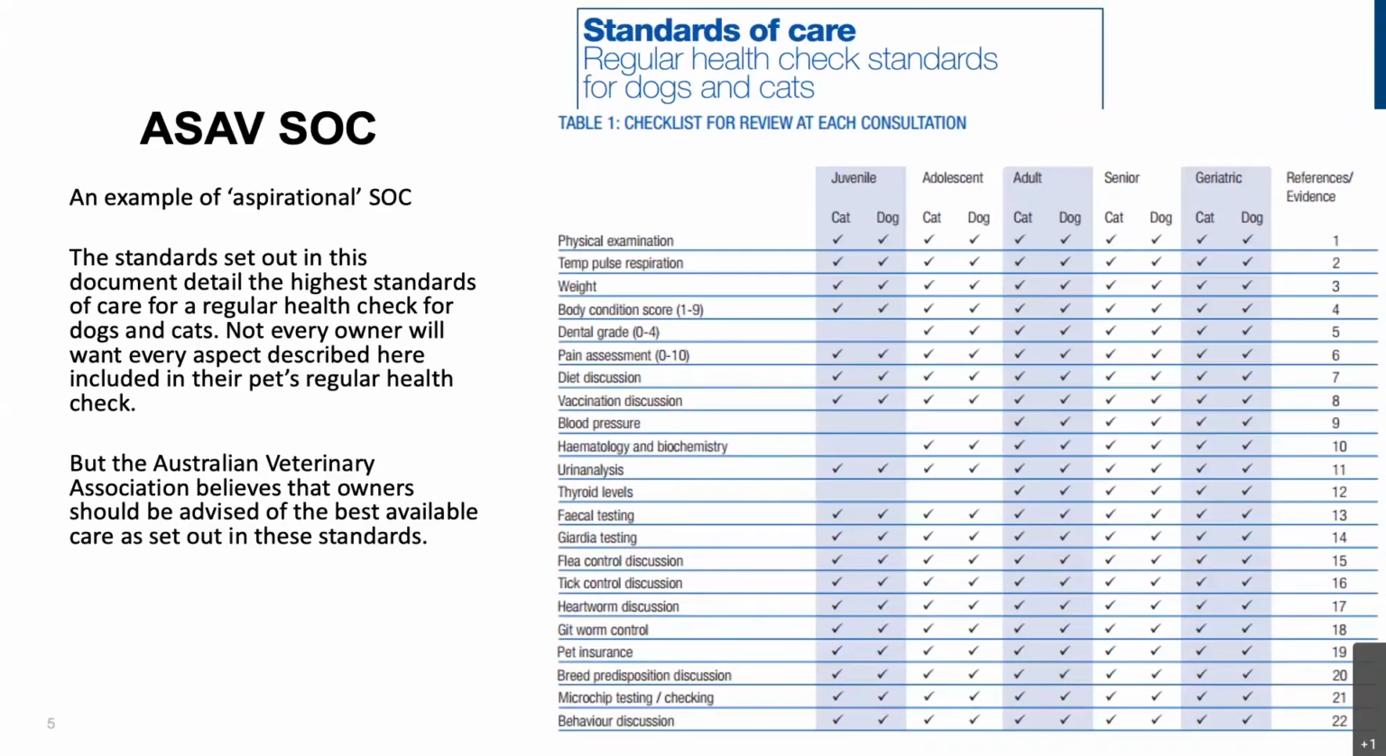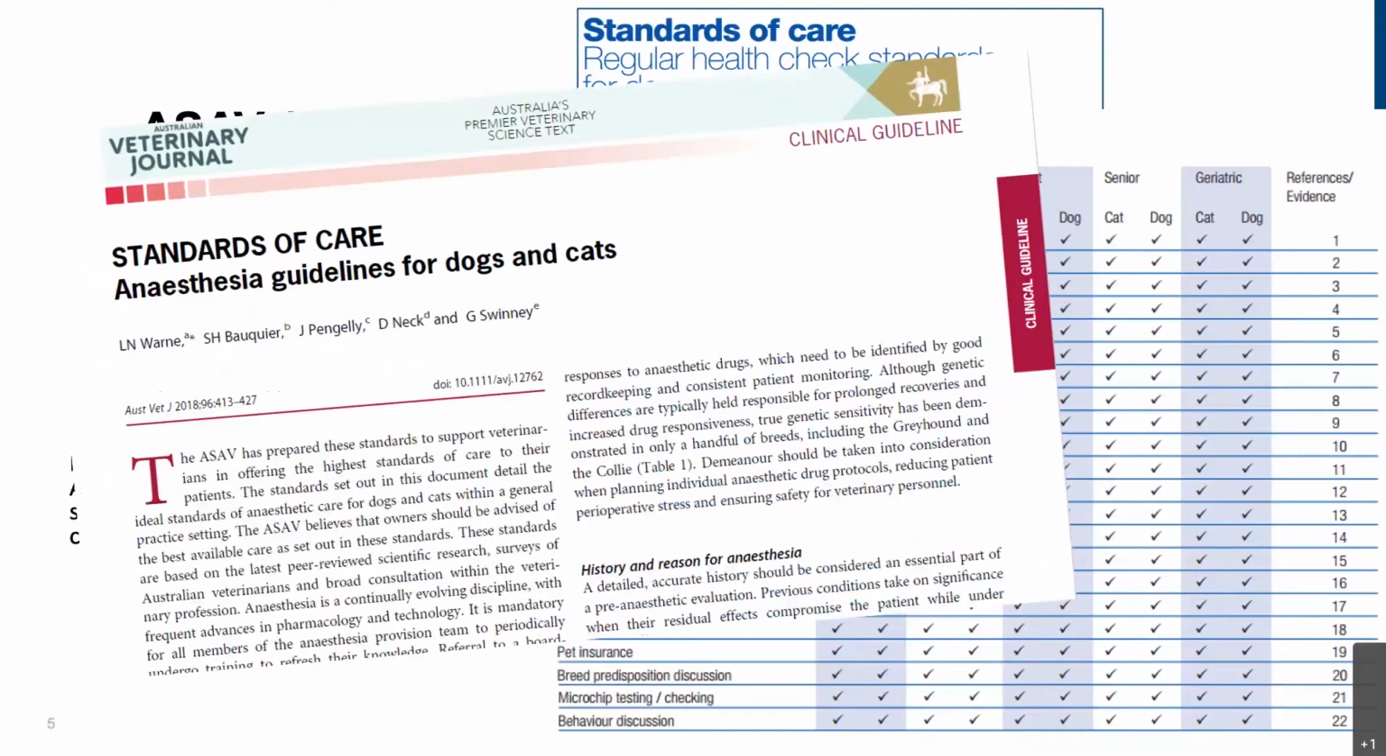The newer one that came out just a couple of years ago was the standard of care related to anaesthesia guidelines for cats and dogs. This was a published paper in the AVJ with Leon Warren as the key author. You can see it says the standards set out in this document detail the ideal standards of anaesthetic care for dogs and cats. So you need to be aware of what they are, and you need to be across what's currently available.